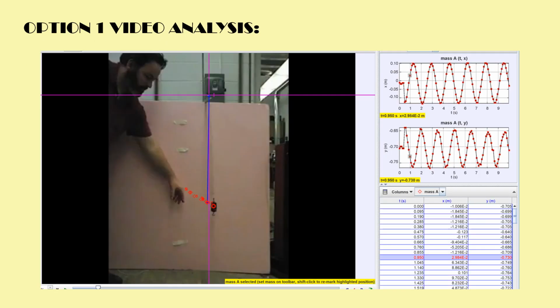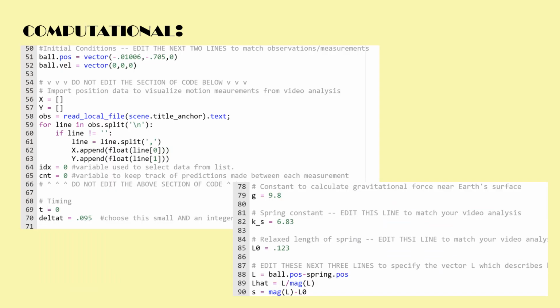Now we're getting into the experimental portion of the lab. We analyze the motion of a spring and mass using Tracker, and that's what's shown in the picture here. We have some graphs and then the data table of the position of the spring over a certain amount of time. Now we are moving on to the computational portion of the lab.